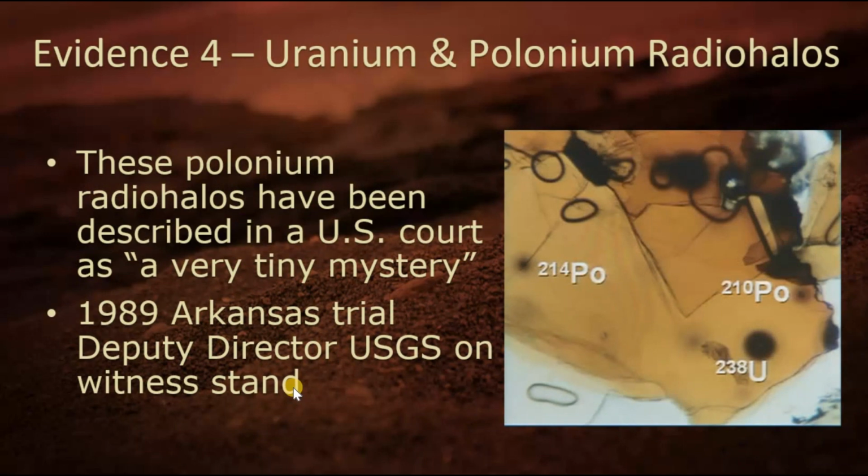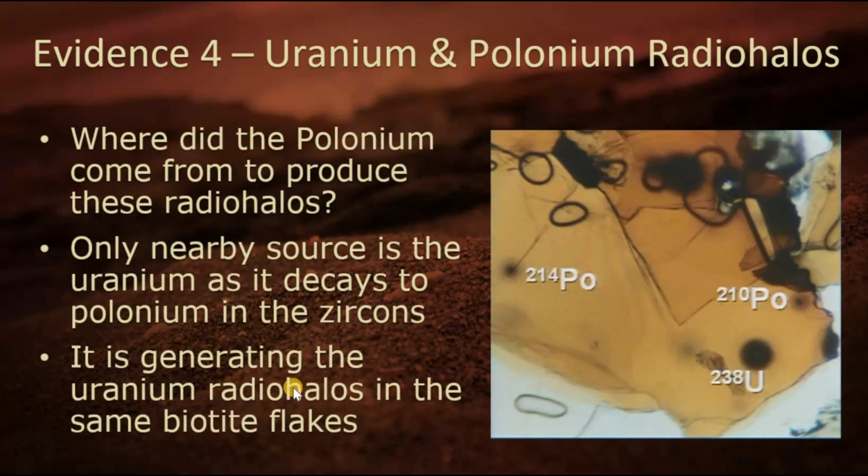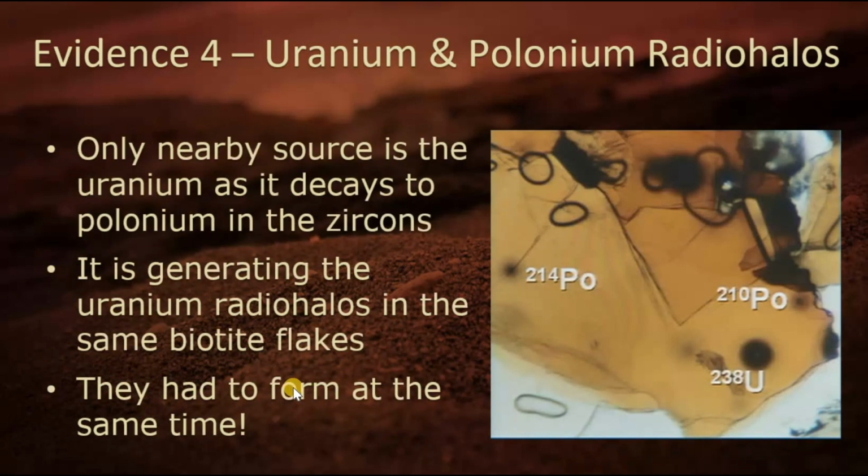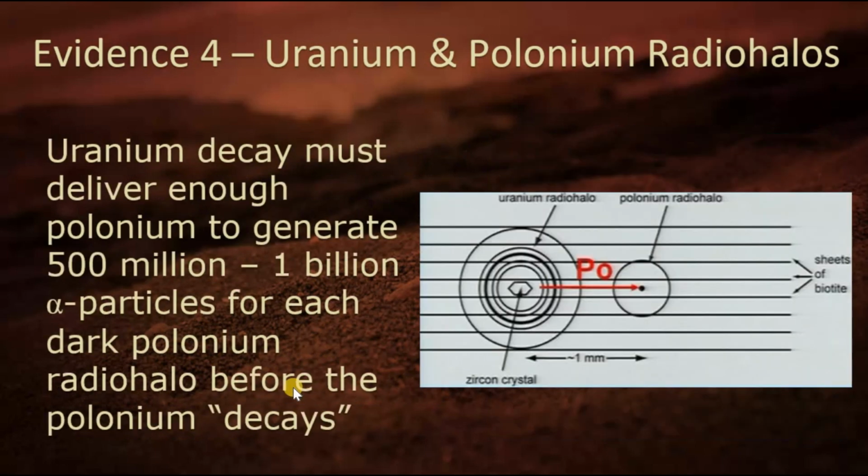There was a 1989 Arkansas trial, and the deputy director of USGS on the witness stand called it that. So where did the polonium come from to produce this? The only nearby source is the uranium, as it decays to polonium in the zircons. They had to form at the same time.